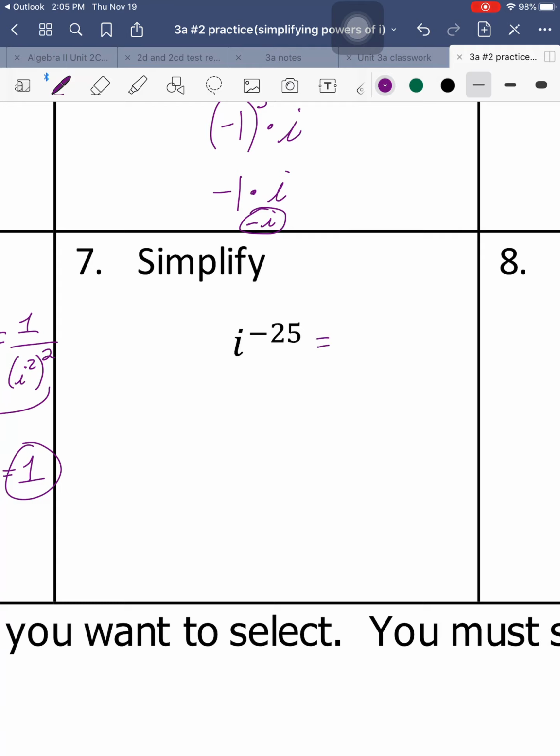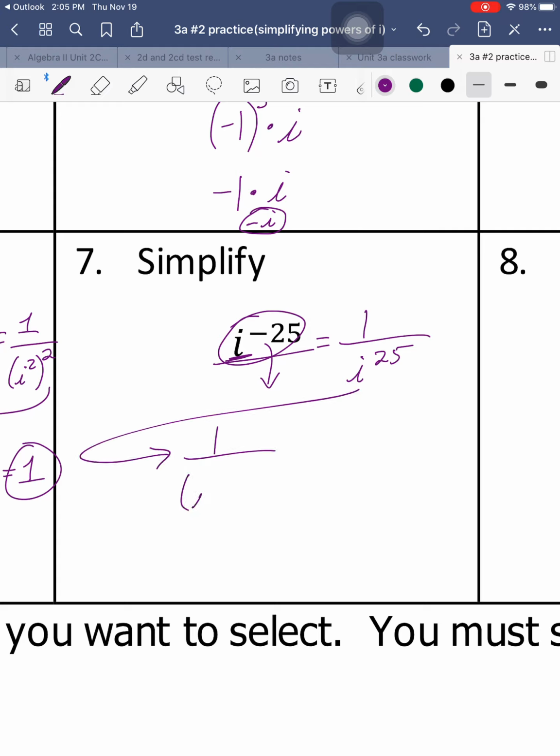We've got a negative exponent. You're going to take the base, which is i, and the exponent, and move it all down to the denominator and make the exponent positive. Now let's simplify i to the 25th. So I'm just going to work in the denominator, represented as i squared. How many squares can divide out of 25? 12. 2 times 12 is 24. We need 25, so let's multiply by one more i there.